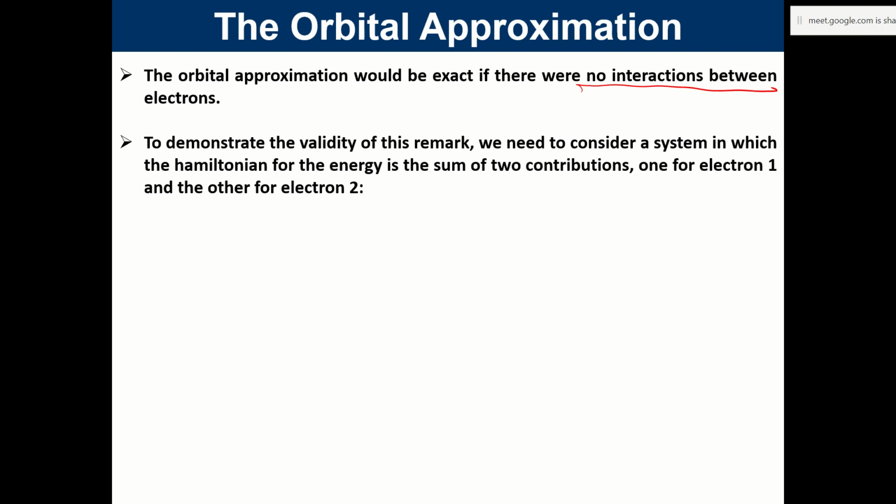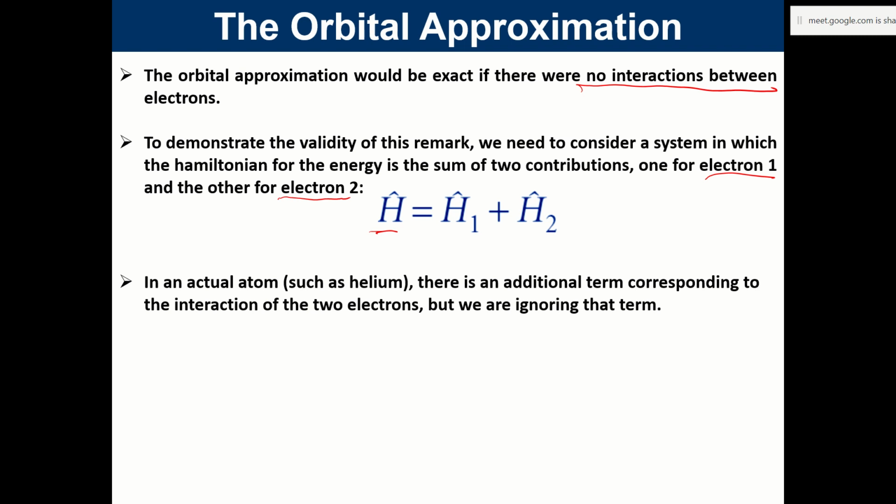So now electron number 1, electron number 2. These are two electrons in, say, a helium atom, the first multi-electronic system that we can think of. Individually we can write the Hamiltonian for electron number 1 and electron number 2, and then we can express the overall Hamiltonian as this capital H. For the moment we are ignoring the term for the interaction of the two electrons.